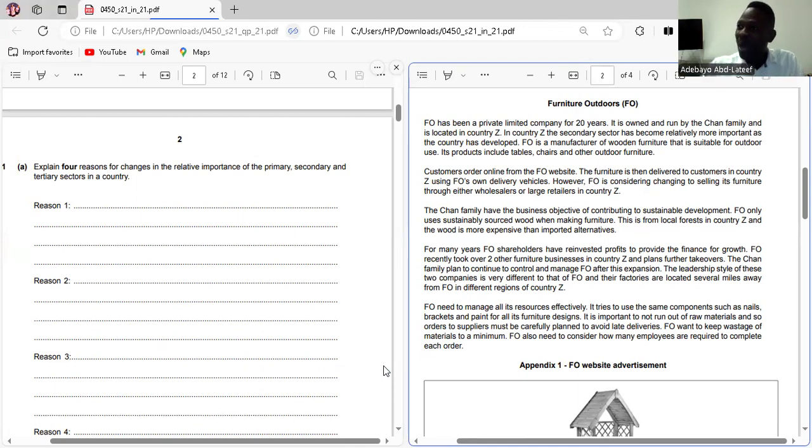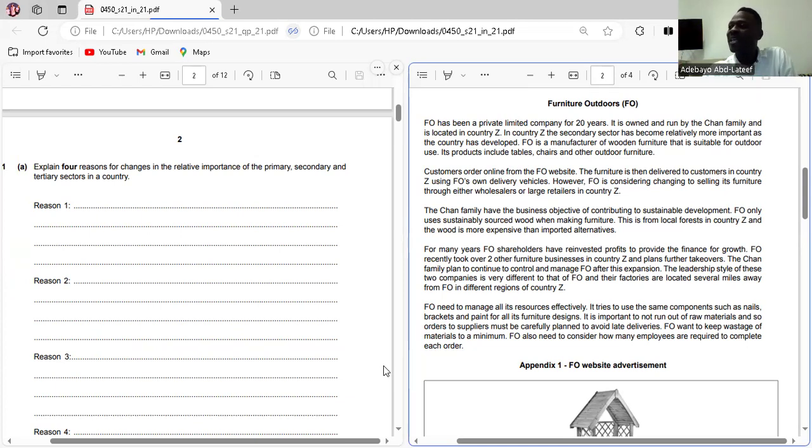Do you get it? So basically we're talking about output and employment in the primary sector, output and employment in the secondary sector, output and employment in the tertiary sector. So what happens to them? Output and employment, that's what brings about change in each sector. What the sector produces and who is working in the sector, because there are factors of production: land, labor, capital, and enterprise. So we need to talk about the factor inputs.